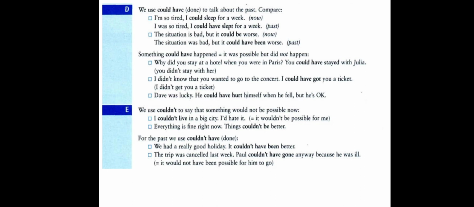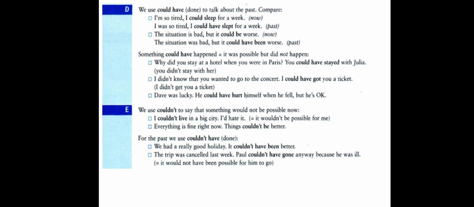For the past, we use couldn't have plus past participle. For the past negative possibility, we use couldn't have plus past participle. So could have plus past participle, and we add not to make it negative. We had a really good holiday. Here the verb "had" shows the past. So the possibility is in the past, but when it is negative, we use couldn't plus have plus past participle.